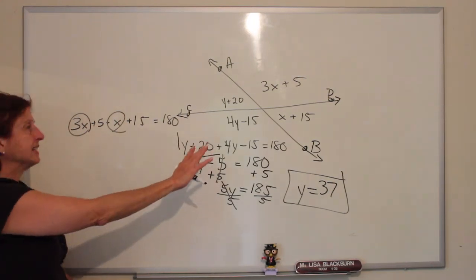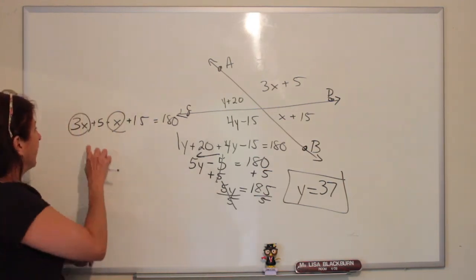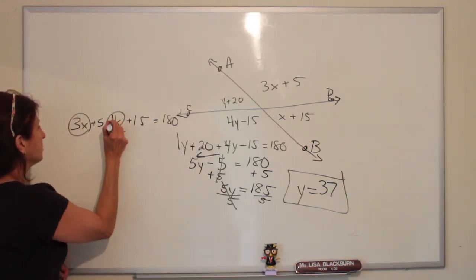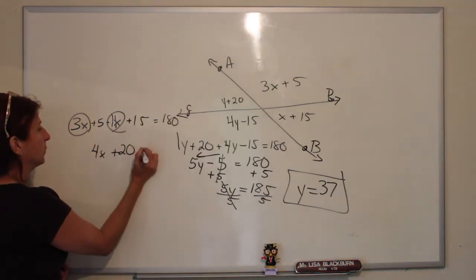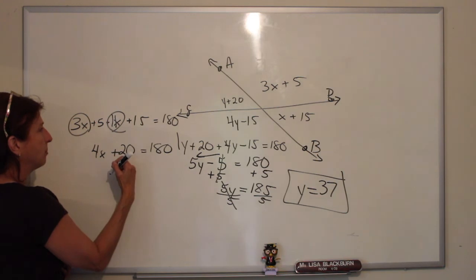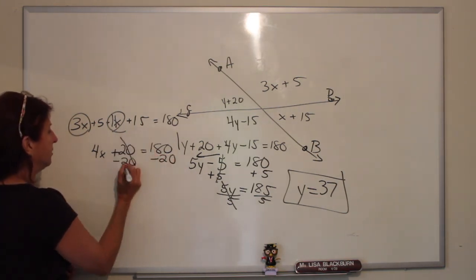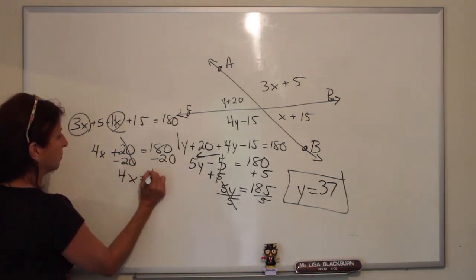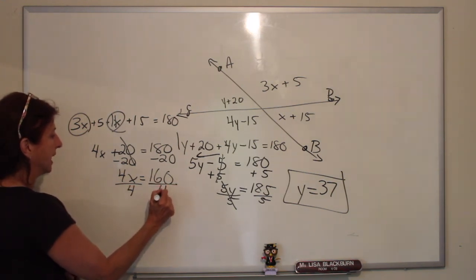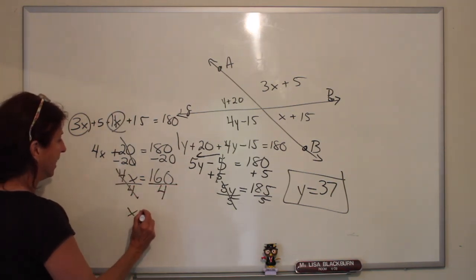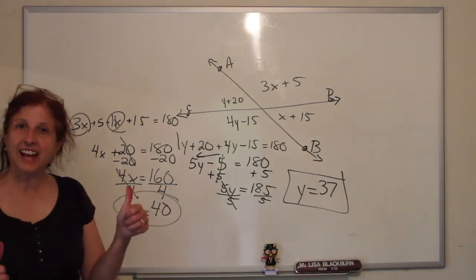Alright, so here's our x's added together. We're going to gather up our terms. There's the dance. Okay, 3x plus 1x, understood 1, is 4x plus 5 plus 15 is 20 equals 180. The opposite of plus 20 is minus 20. What I do to one side, I do to the other. 4x equals 160. X is being multiplied by 4, so I do the opposite. I divide by 4. Those cancel out. X equals 40. Ta-da! Math is fun.